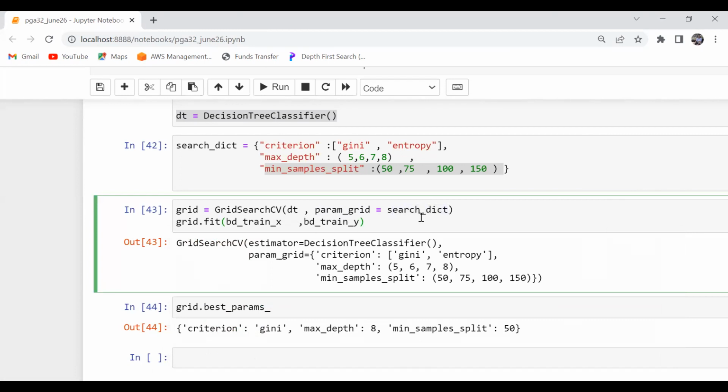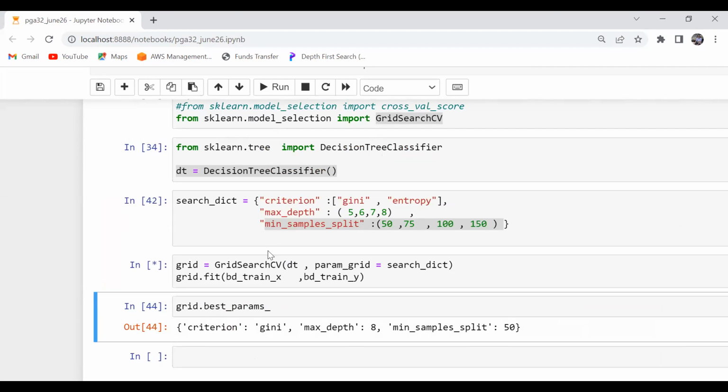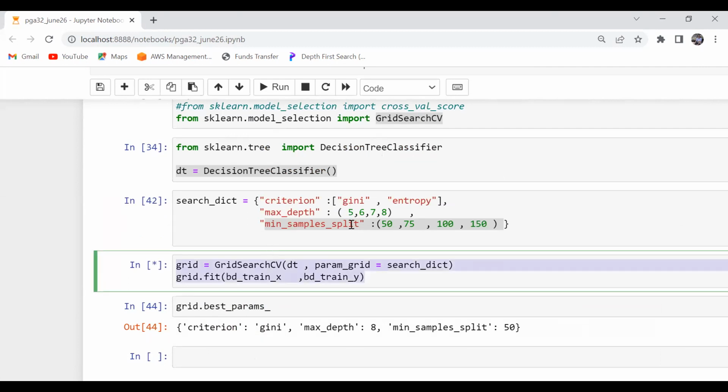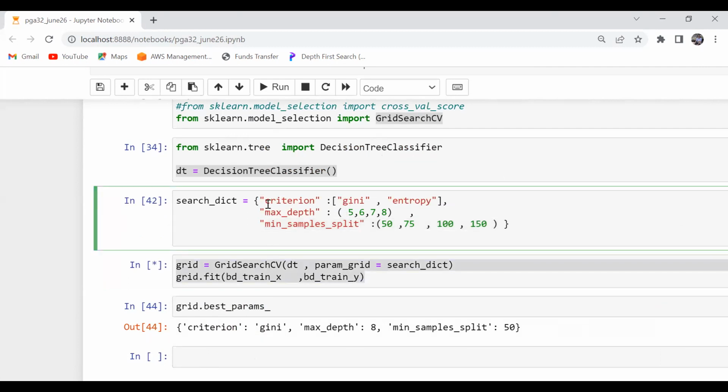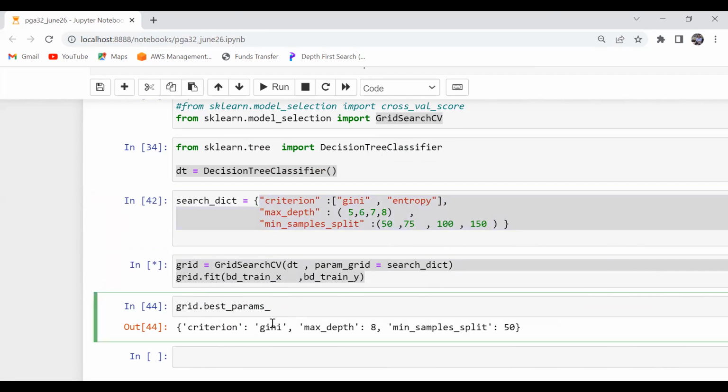So अगर मैं इसको run करता हूँ ना, you will notice that it will take a huge amount of time. Why? Because it is not building one tree, but it is building 32 trees. At the back end, it is building 32 trees. And then if I say best parameter, it tells me the best parameter. So best parameter is your Gini, maximum depth is 8, and minimum sample is 50.